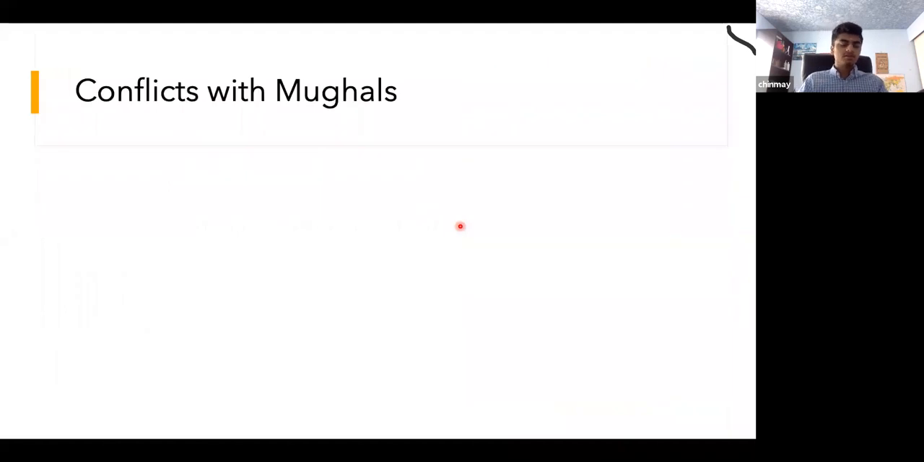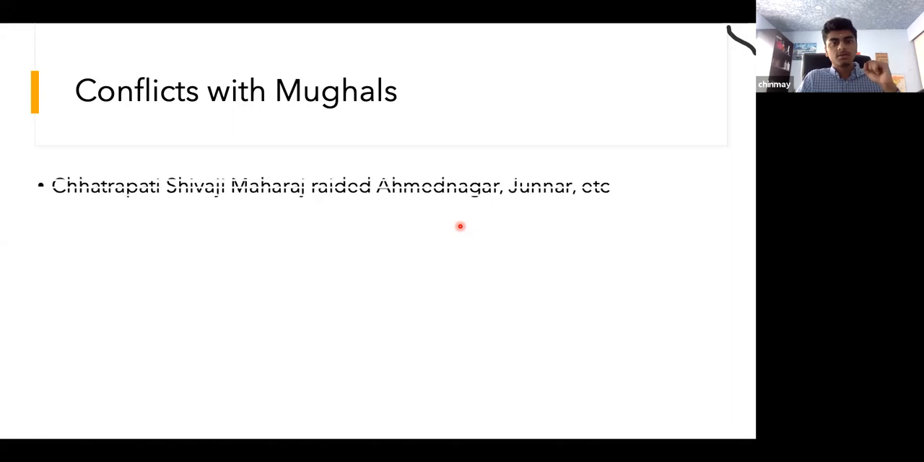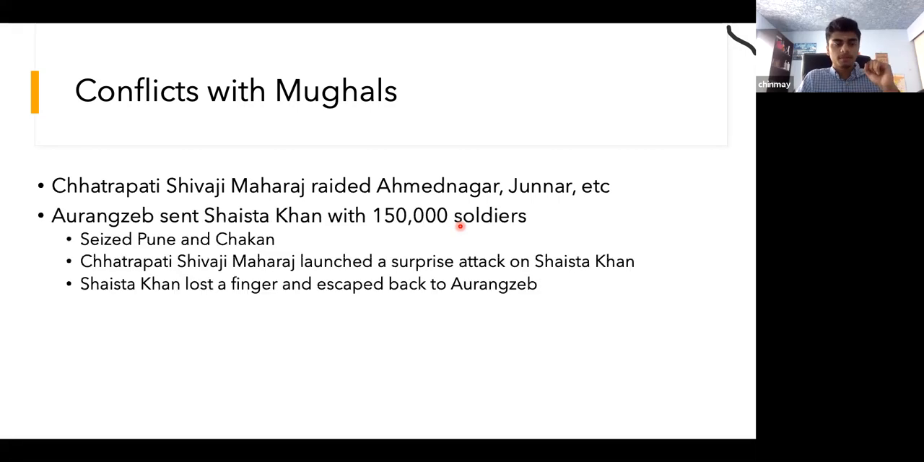So after these conflicts with the Bijapur Sultanate, Aurangzeb also started noticing Shivaji's rise, and Shivaji started having conflicts with the Mughals as well. Because in order to establish Indian self-rule, the Mughals have to go. There's no other doubt about it, because the Mughals are the largest Turkic kingdom sitting on top of India. So Chhatrapati Shivaji Maharaj started raiding Ahmednagar, Junnar, and many other places that were ruled by the Mughals.